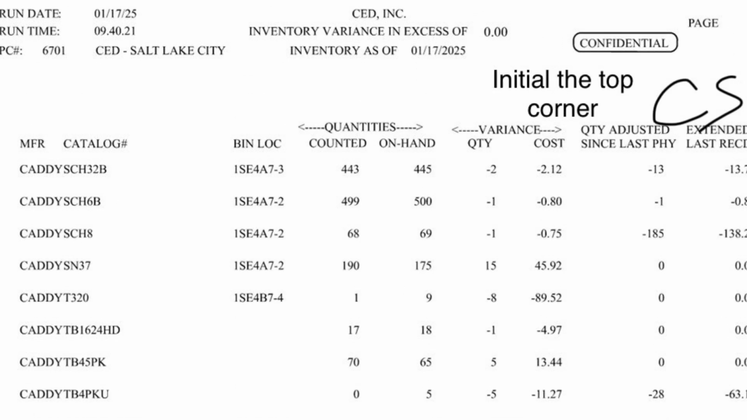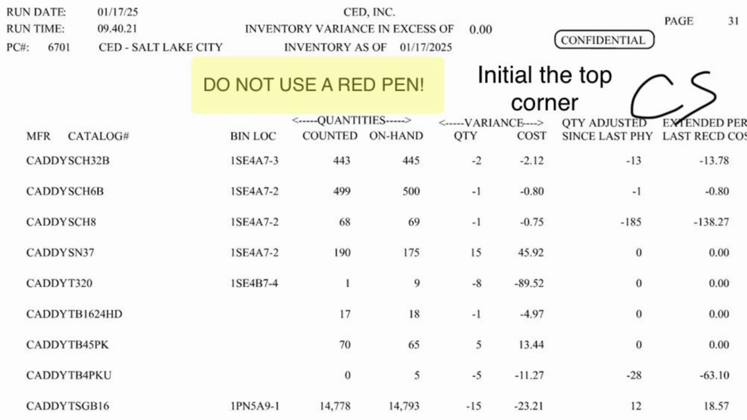Your first step is to initial the top of each page you get throughout this process. This allows us to know who to speak to if we have questions later in the day or even after inventory. Second, do not use a red pen during variance. I repeat, do not use a red pen. Red pens are reserved for auditors during variance. We do not want to anger the auditors.